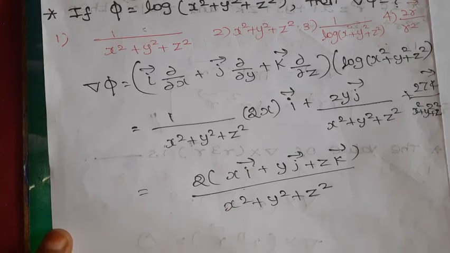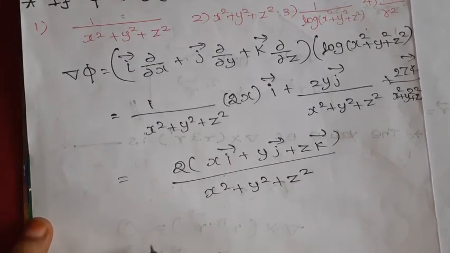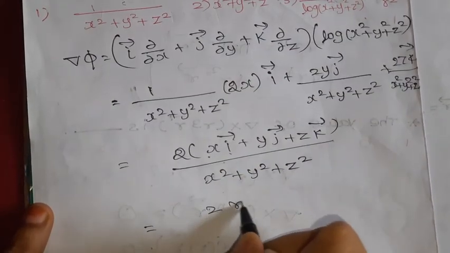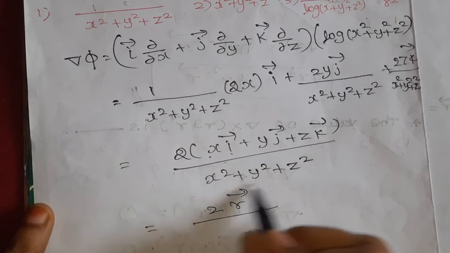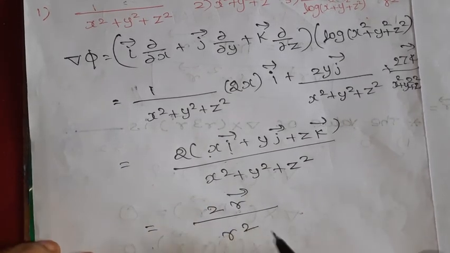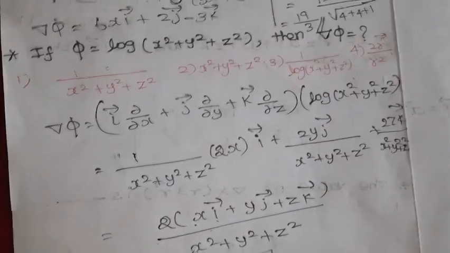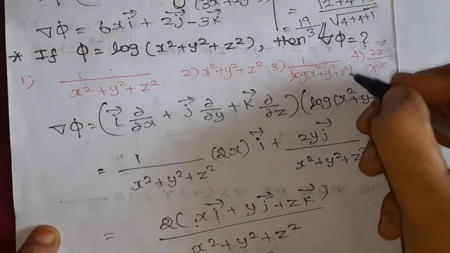So, we know that xi plus yj plus zk is nothing but r vector, and x squared plus y squared plus z squared is nothing but r squared. So del phi is equal to 2 r vector divided by r squared. It is option 4 is the right option.